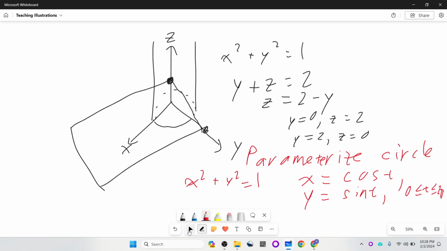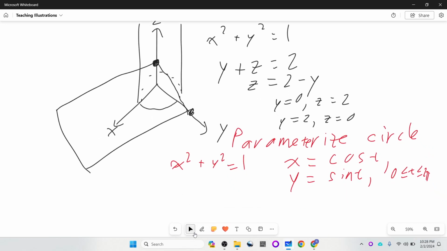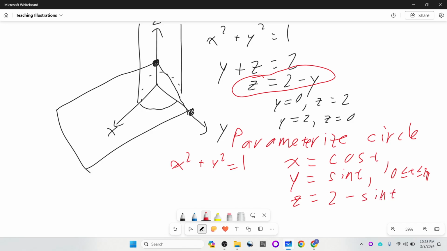So that is two-thirds of our vector function. What we don't have is z, but let's look back at this. z is 2 minus y. So for z, we plug in y equals sine t: 2 minus sine of t. So that's our function. r of t is cosine t, sine t, 2 minus sine t.